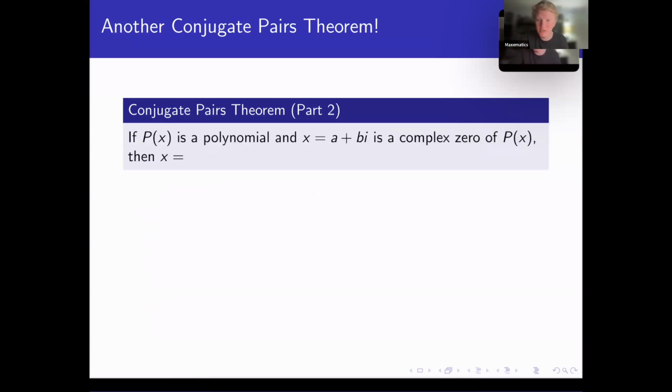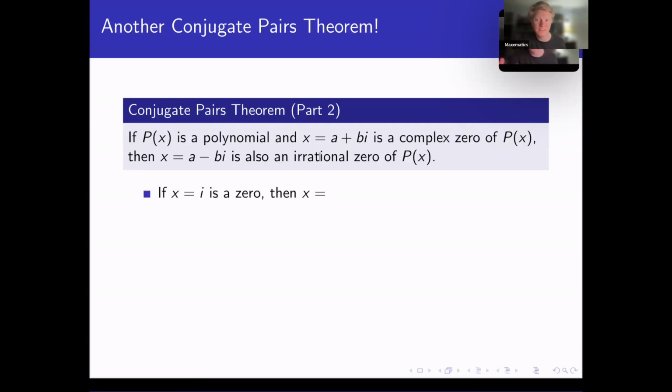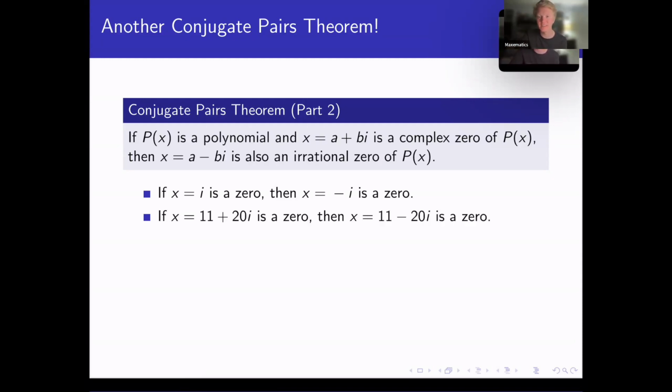If you have an imaginary zero, a plus bi, then x equals a minus bi is also. This should say complex. That's a mistake. If a plus bi is a complex zero, then a minus bi is also a complex zero. That's my bad. So if x equals positive i is a 0, then x equals negative i is a 0. If x equals 11 plus 20i is a 0, then x equals 11 minus 20i is a 0. If x equals negative 8 minus 13i is a 0, then x equals negative 8 plus 13i is a 0.